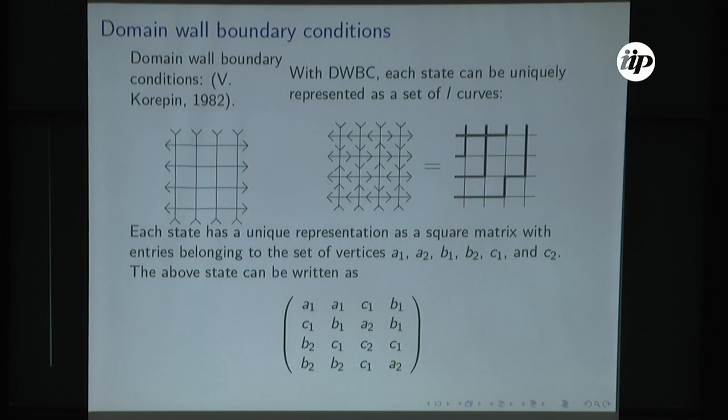Now we will look at the domain wall boundary conditions, which were introduced by Korepin in 1982. Above and below, there are incoming arrows and the sides are outgoing. With domain wall boundary conditions, we can represent each state uniquely as a set of L curves on a lattice of side L. So this is exactly the same as this, and this state can also be written as this matrix, where A, B, C are as on the previous slide.